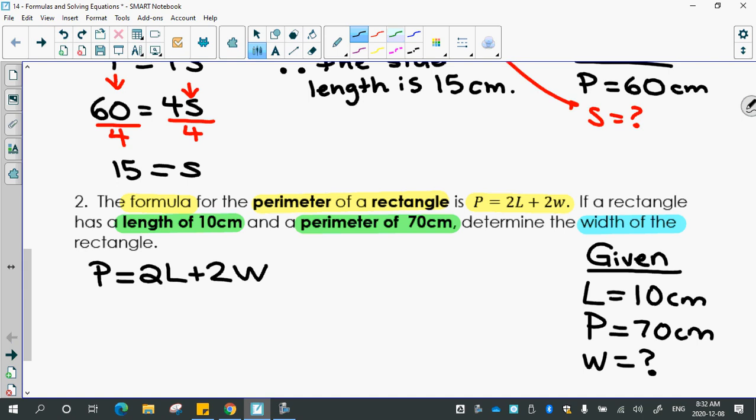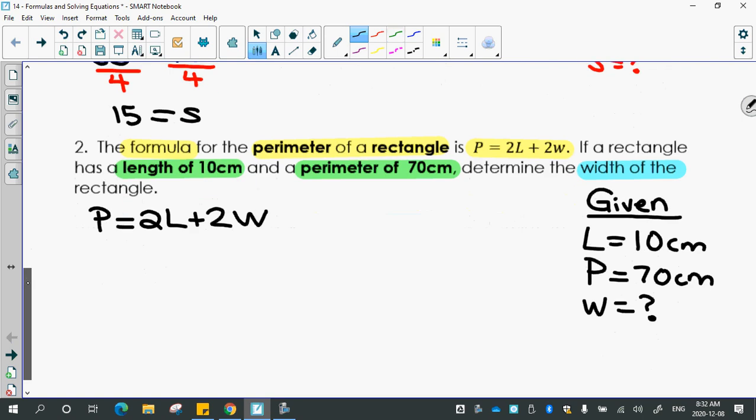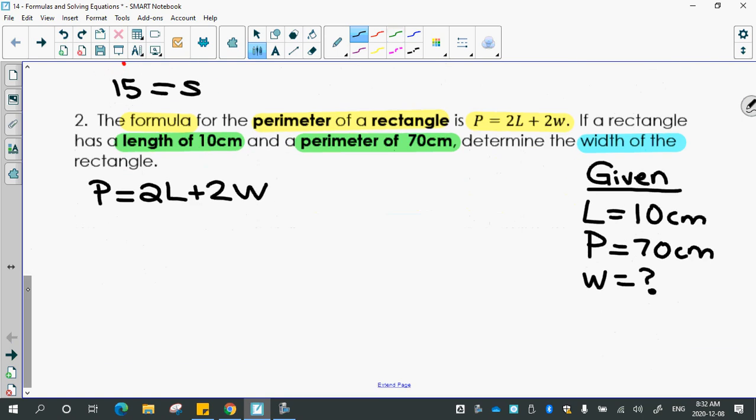So you've got your formula and you've written out your given. So now you're just going to use substitution. So for the P, we can just arrow down and replace it with 70. But for length, it's beside the number 2. So we have to substitute using brackets. So we're going to do 2 and then replace L with 10 using brackets. And then plus 2 times the width.